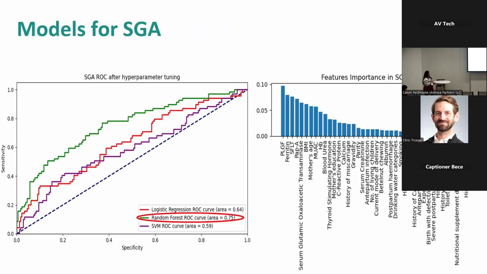So likewise, our last outcome was SGA. Again, here we also have 75% predictive ability of the random forest to determine this outcome. And similar to the last one, we have PLGF, ferritin, and sFLT from the biomarker list as the top three features important for still small for gestational age at birth outcomes.